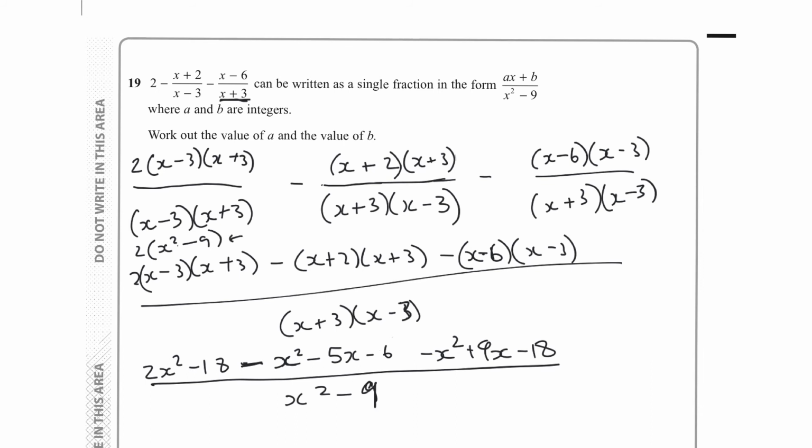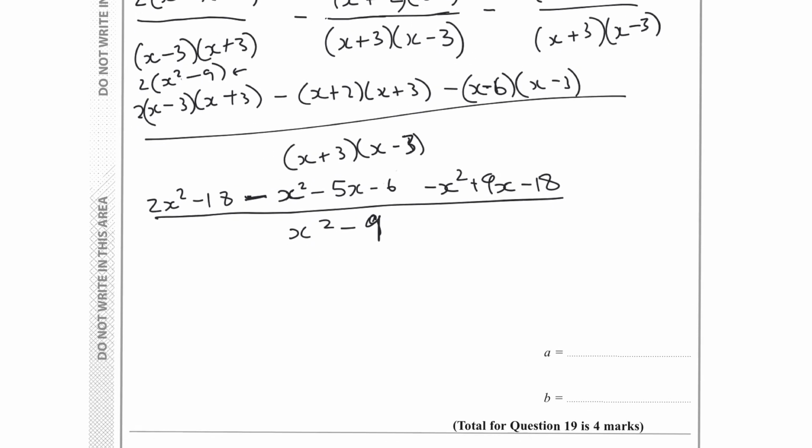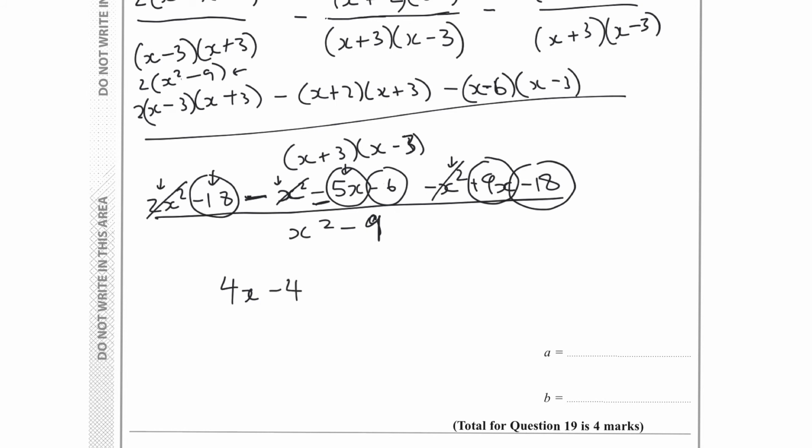So now that we have all this, we need to simplify by collecting like terms. Okay, so we're going to collect all the x squareds together. We've got 2x squared minus x squared minus x squared, which would all cancel out to 0. Then we've got minus 5x plus 9x, which would be 4x. Then we've got minus 18 minus 6 minus 18. All those negatives would leave you with minus 42, and that is all over x squared minus 9.